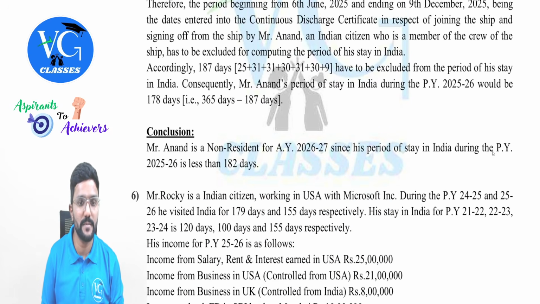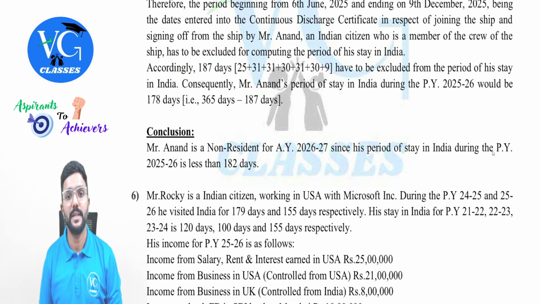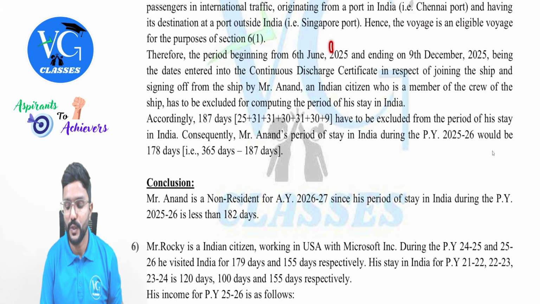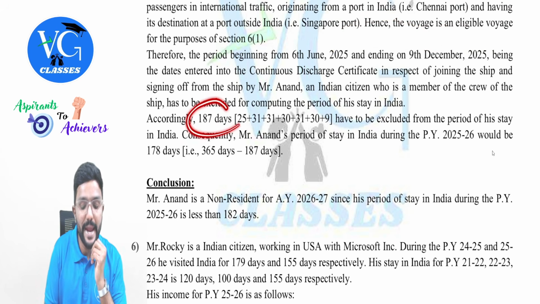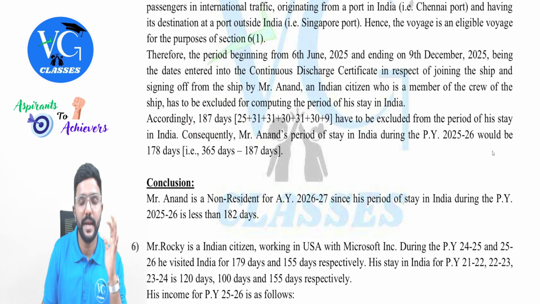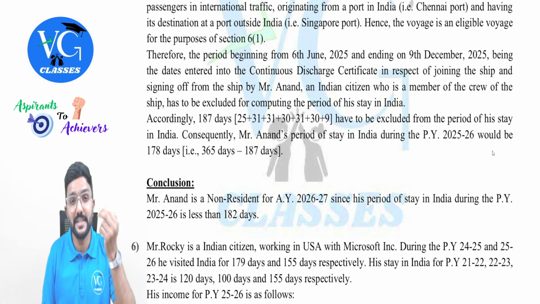Okay. So how many days does it come to? 187 days. The time gap between 6th June and 9th December, including both the days, comes to how much, guys? 187. So 187 days is in India or outside India? Outside India. So the remaining days are considered to be in India.